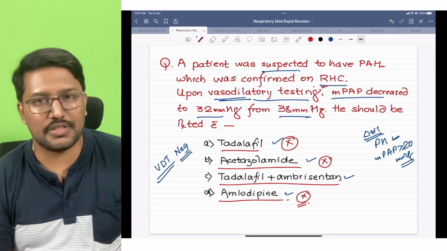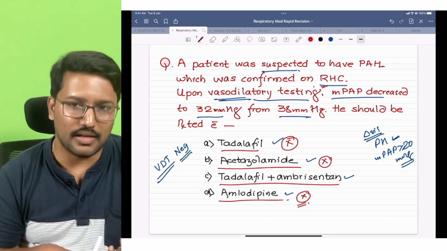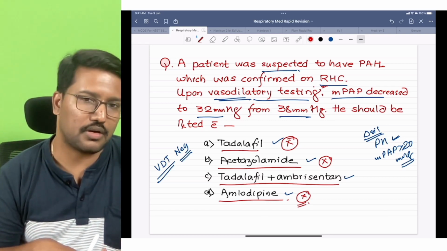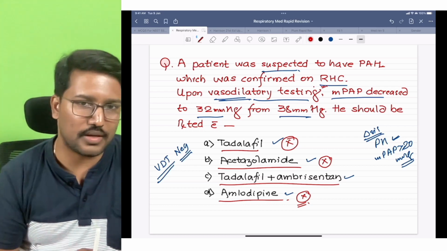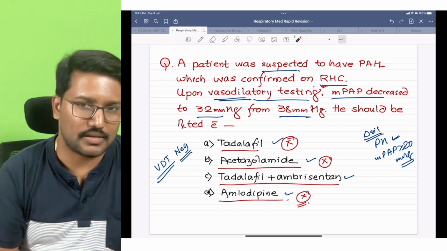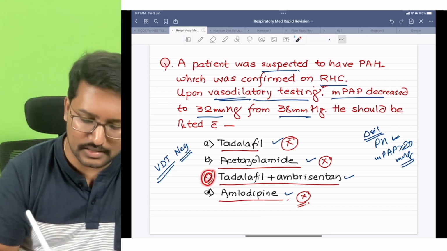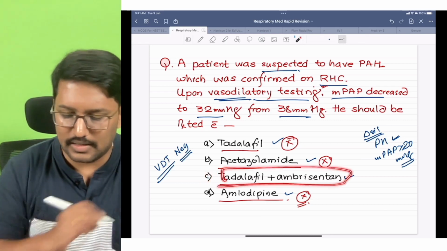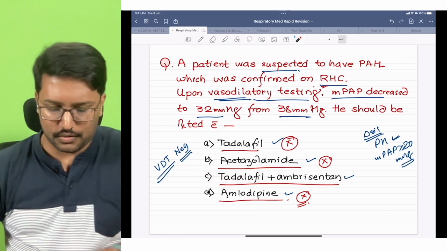Now, is there any information about the high risk features present in the question? Hemodynamic instability or right heart failure or LOC or syncope episodes? No, right? And none of the scoring systems' high risk features are mentioned either. So it is a low risk case. So low risk case, combination therapy of oral drugs, right? So option C is the correct answer. Tadalafil plus ambrisentan. That's the right answer, right? Okay, so that was the question.